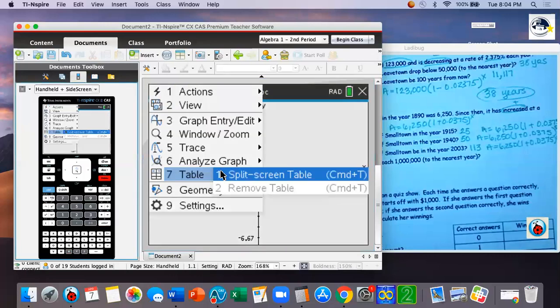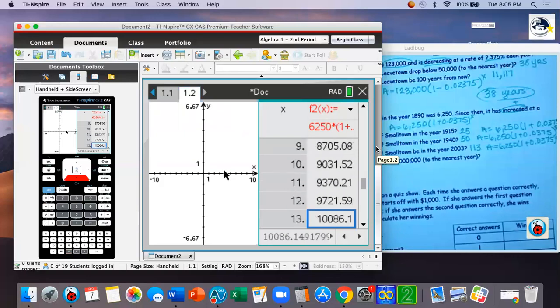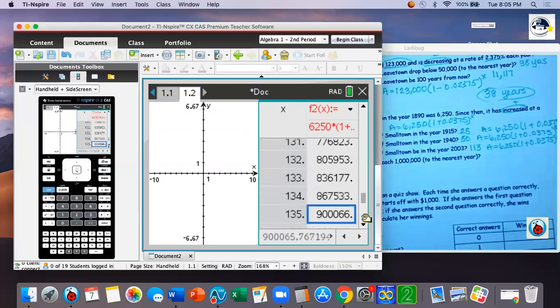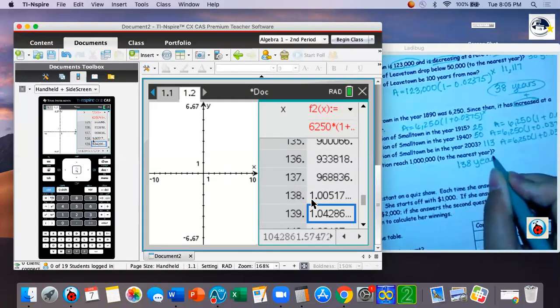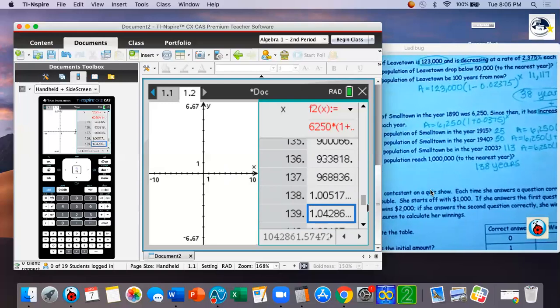You don't really need to fit it. We just need to see the table. And we want to know when it's going to reach 1 million. It's going to be way down here. We're really at 30,000, 50, 60, 70, 80. Really at 300,000. Oh, there it is. So we get to 1 million after 138 years. Okay.